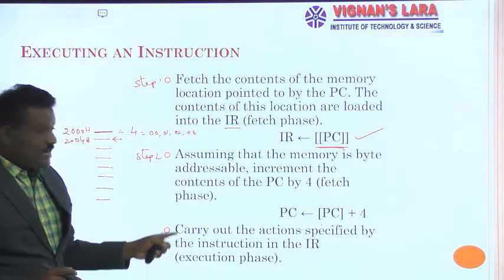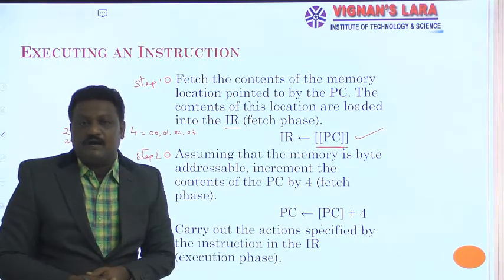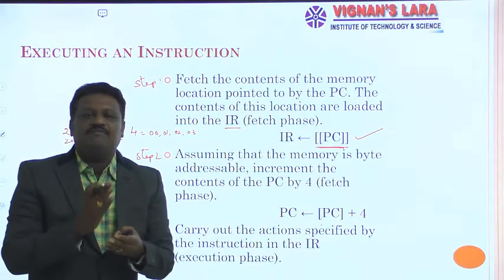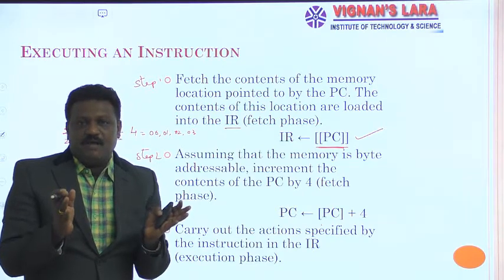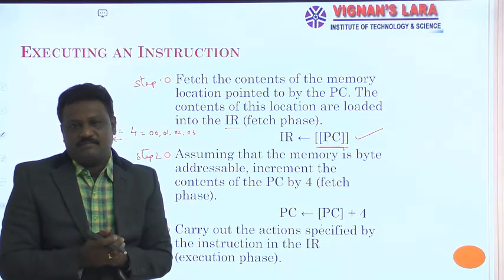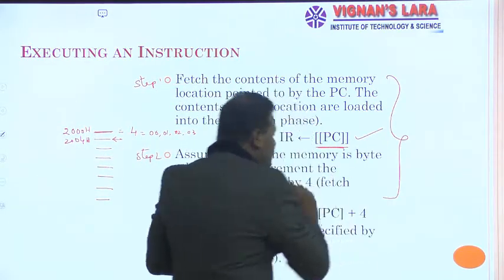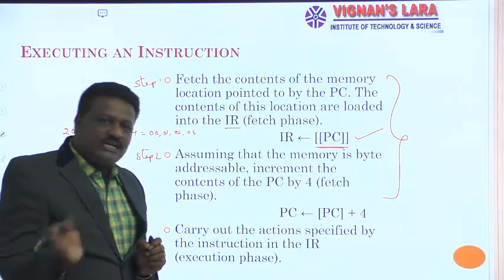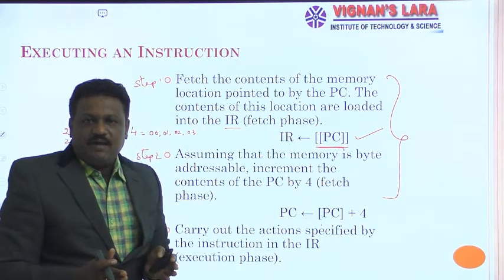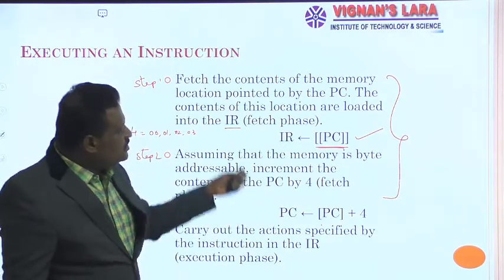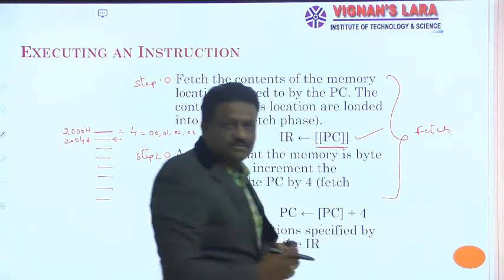And my third step is to carry out the actions specified by the instruction in the IR. What instruction do I have in the IR, and what operation does it specify? We have to go and perform those operations. The important thing is the first 2 steps: fetching the instruction from the memory whose address is pointed by the PC, and later incrementing the PC content by 4 to point to the next instruction. These are the 2 things that happen in the fetch cycle or fetching operation.